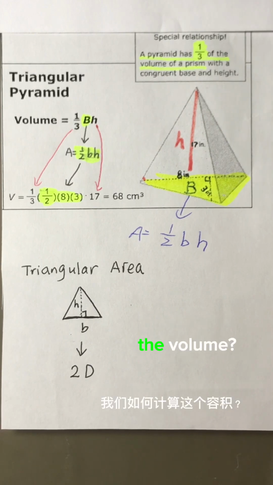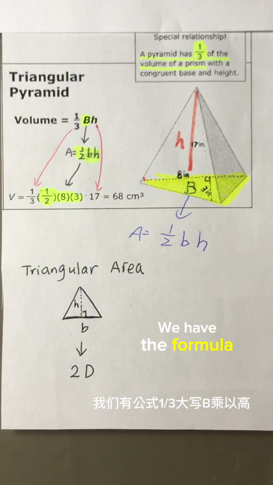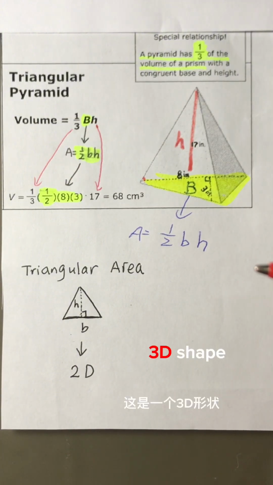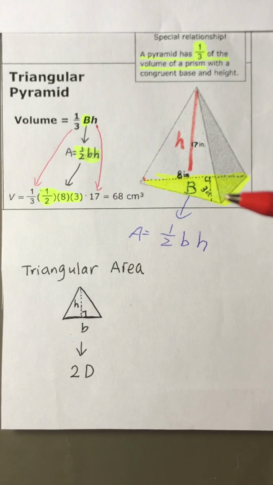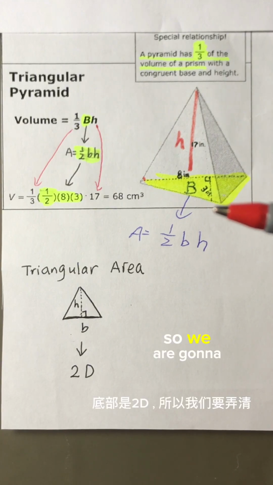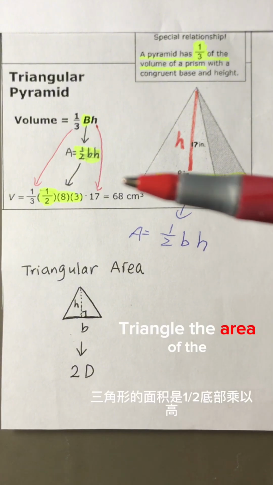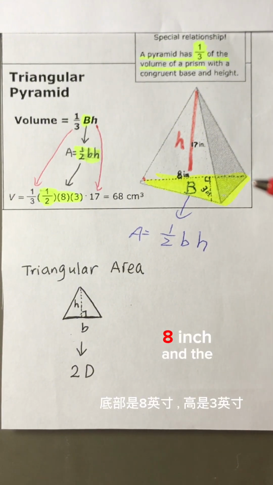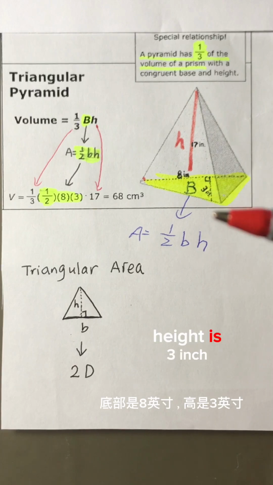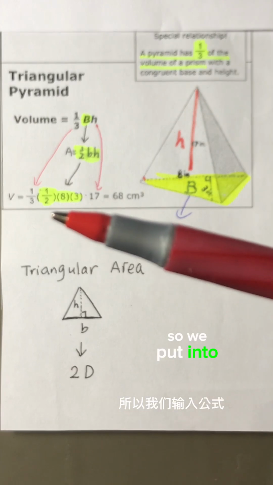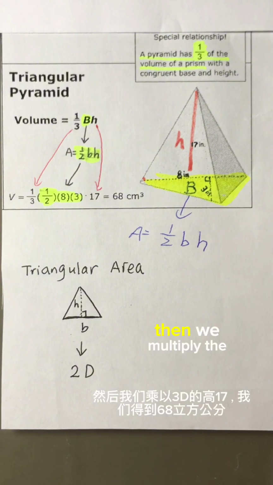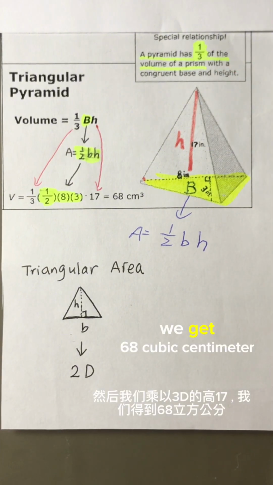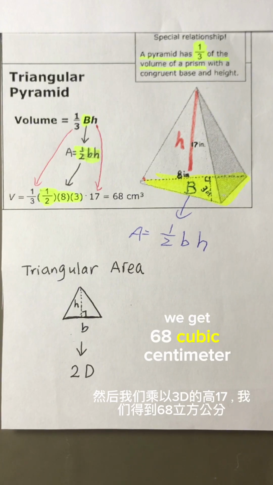How do we figure out the volume? We have the formula 1/3 uppercase B times height. And this is a 3D shape; the triangle base is 2D. So we figure out the area of the triangle, which is 1/2 base times height, and the base is 8 inches and the height is 3 inches. So we put it into the formula. Then we multiply by the 3D height, 17. We get 68 cubic centimeters.